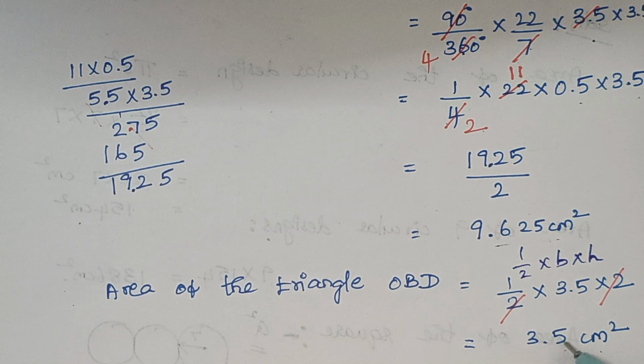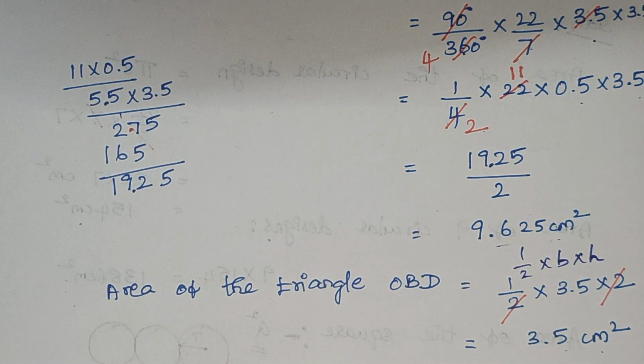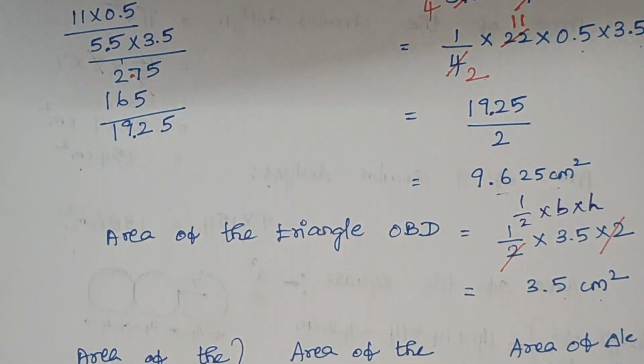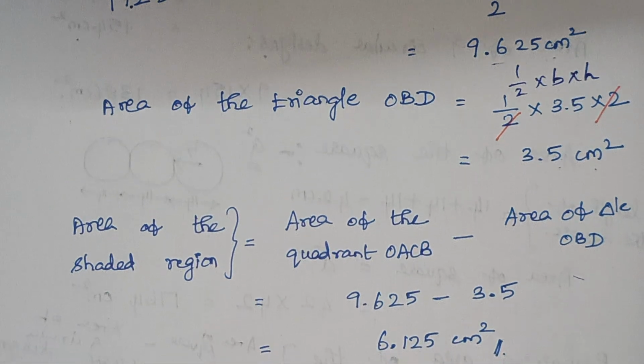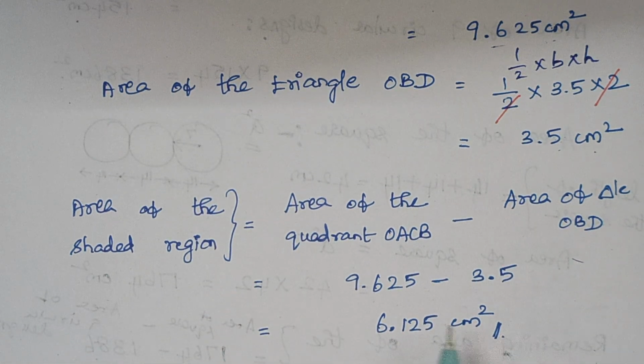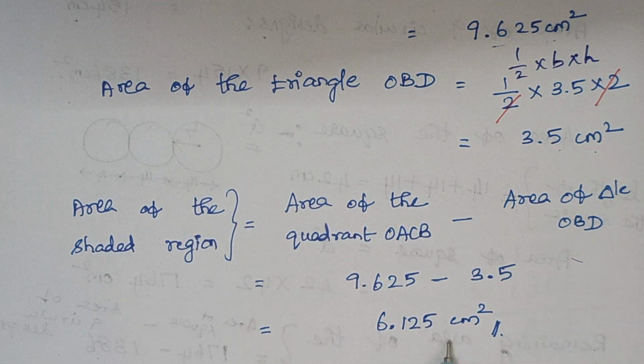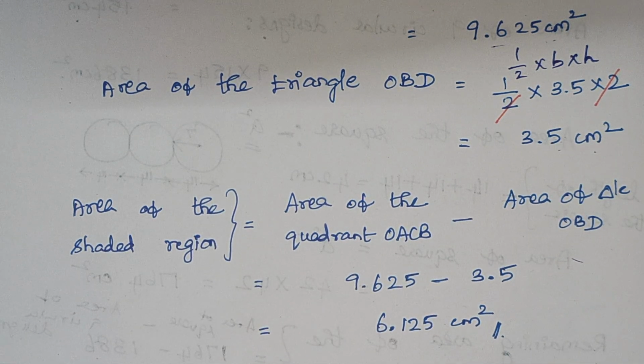Now when you subtract this value from this, we can easily get the area of the shaded region. So the area of the shaded region is the area of the quadrant OACB minus the area of the triangle, and when you subtract, we end up with the answer as 6.125 centimeter square, right?